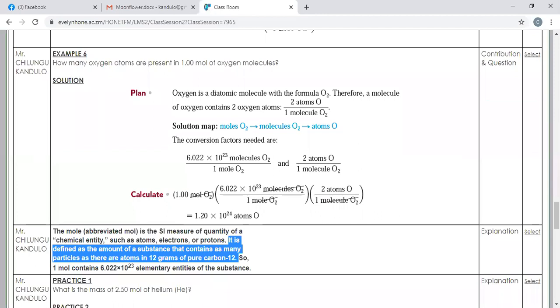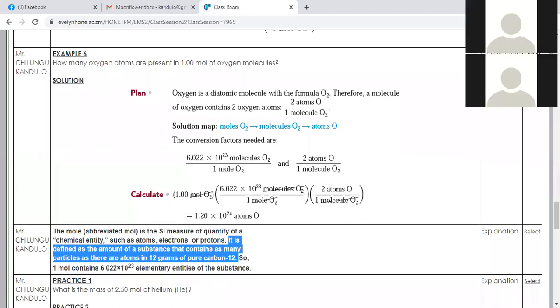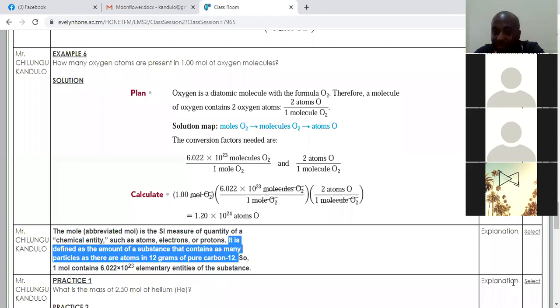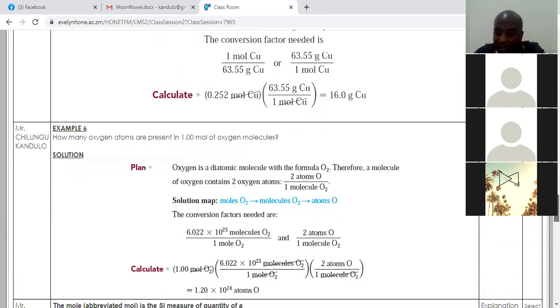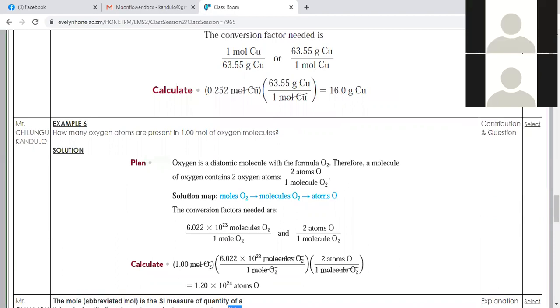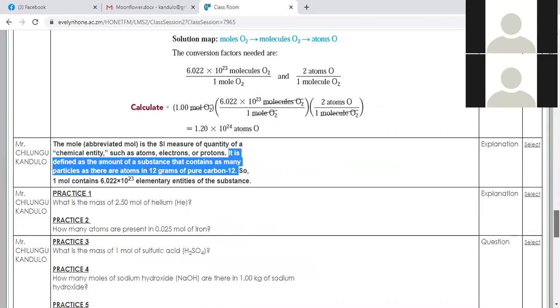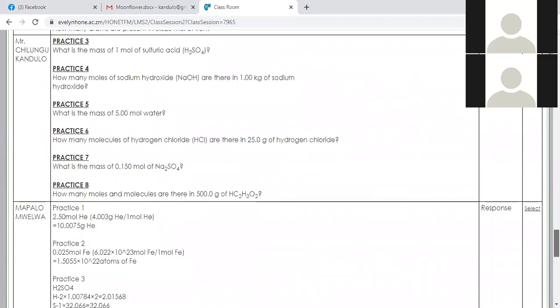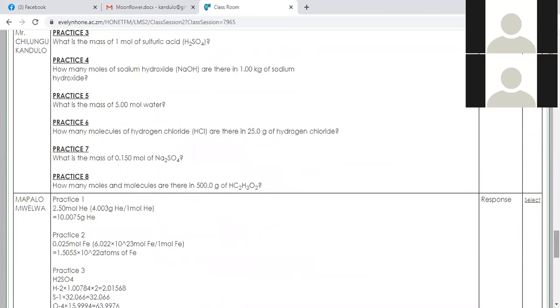Sir Philip, yes? I'm kindly asking if you can go through how to attempt question 6 because I'm having a challenge. Who is this? Mubanga Stephanie. Question 6.